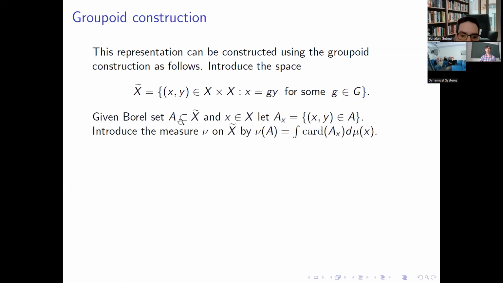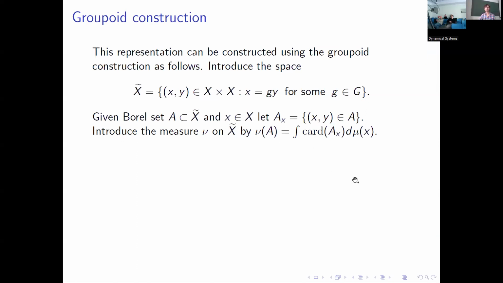Given a Borel set A in X tilde and the point x, we define by A_x the slice, that is the set of points (x, y) such that they belong to A, so x is fixed, y changes, and we introduce the measure mu tilde on X tilde as mu tilde of A equal to the integral of the cardinality of A_x d mu of x. So this is also called counting measure sometimes.